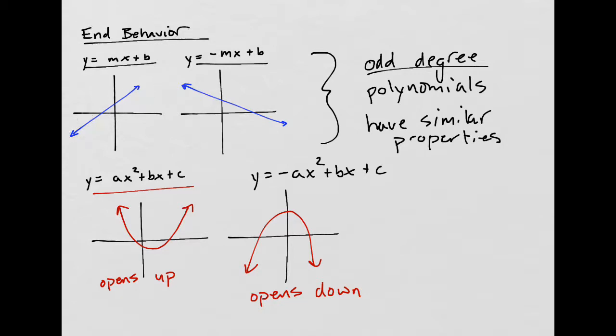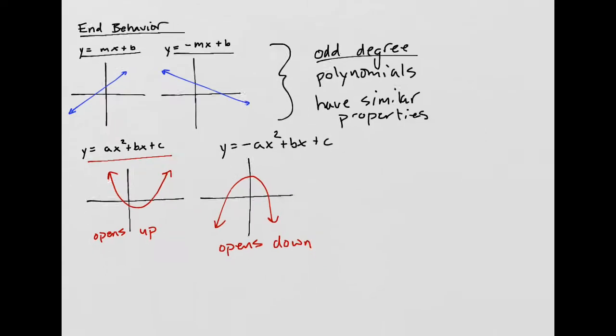So it's what happens at the ends. If you have an odd degree polynomial and a negative leading coefficient, then we're going to be going up on the left side and down on the right side. It's going to look like a negative slope, and I'll show you what I mean in a minute.